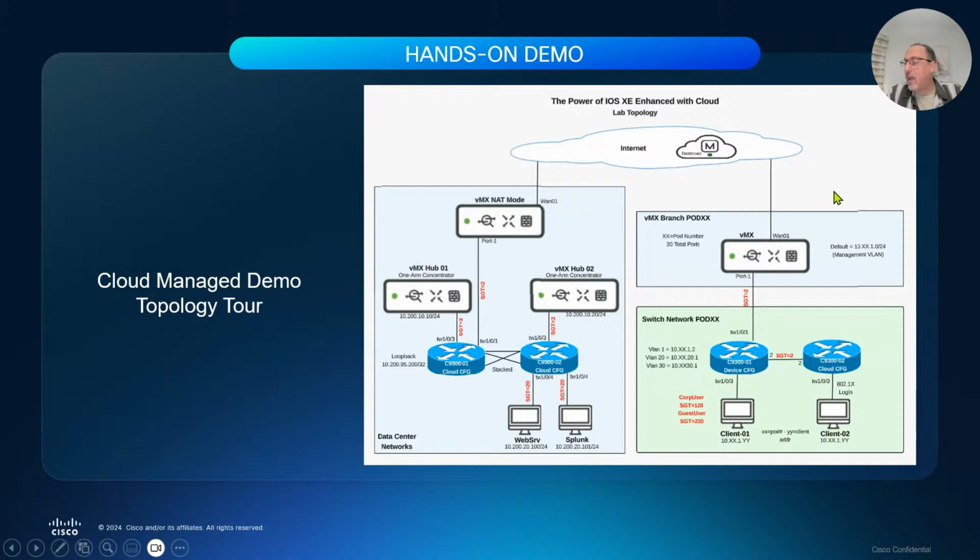And on the right-hand side, we have 30 branches in this particular lab. We're only going to be using one today, and we'll be using pod number 1 today. You can think of these as branches, or you can think of it as a pod if you're a student. And on the right-hand side, the blue box and the green box represents one branch. So the blue box is our VMX, which connects us to the SD-WAN and connects us to our data center. Inside the green box is where we're going to be focused today.